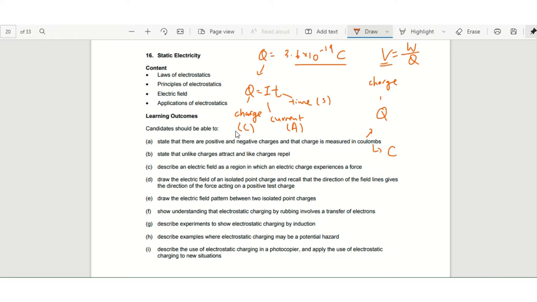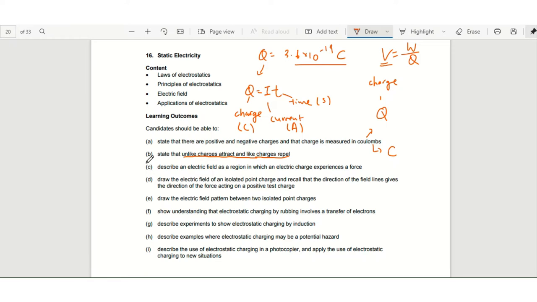Next, in part B, you need to be able to state that unlike charges attract and like charges repel. Usually for part B, you won't be asked to write this, but rather to apply it. They give you a scenario and ask, why is it that the charges move away from each other? Then your answer would be like charges repel. If the two charges move towards each other, your answer would be unlike charges attract.